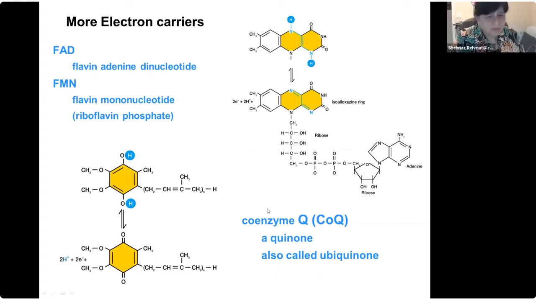Then another carrier, which is called coenzyme Q, CoQ. It is a quinone, and it's sometimes also called ubiquinone. And again, it is a hydrogen carrier. It is an electron carrier, right? So again, these can be in oxidized or reduced states.